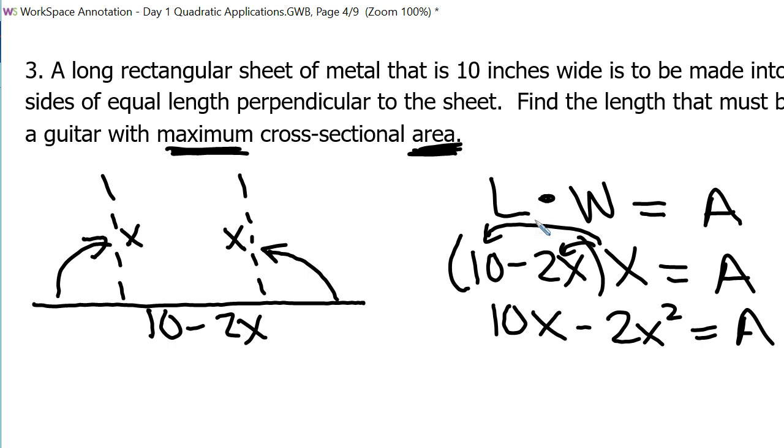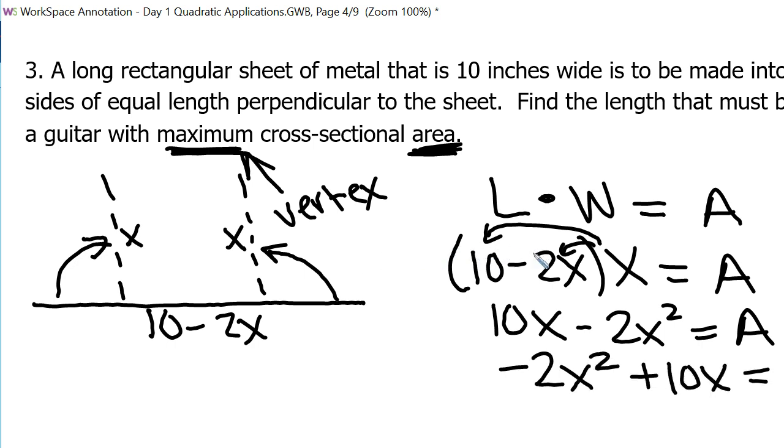Now to find that vertex, again, if they're asking you about the maximum, you need to locate the vertex. To locate the vertex, it's negative b over 2a for the x value. So that means our equation has to be in standard form. Is this equation in standard form? No, the negative 2x squared should go out front. The positive 10x should go at the back. So now if I do x equals negative b over 2a, what would I put for negative b? Negative 10, and this would be 2 times negative 2. So that would be negative 10 over negative 4. And what does that simplify to?